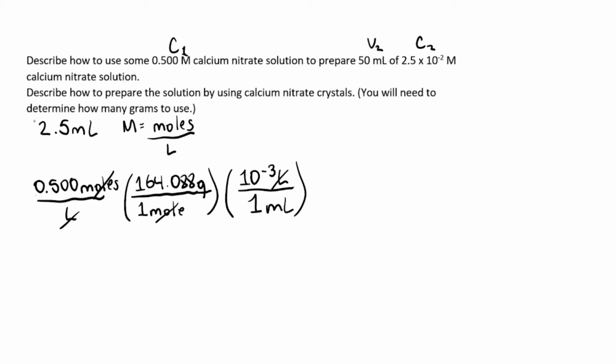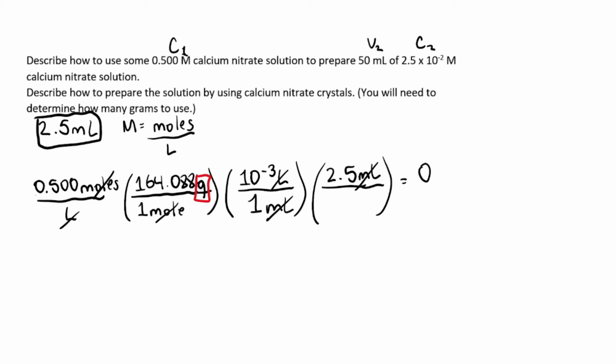Now we're going to take our 2.5 milliliters and multiply it by this conversion, and that will end up canceling our milliliters. Now we are only in grams, and then we multiply across, and what we end up getting is 0.205 grams, and then rounding we end up with 0.21 grams of calcium nitrate in this 0.500 molarity solution.